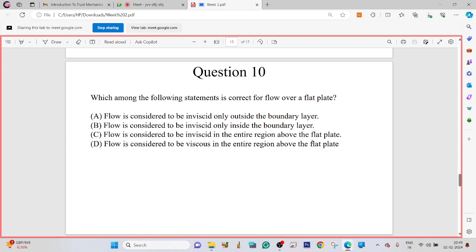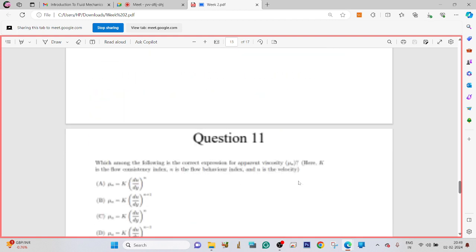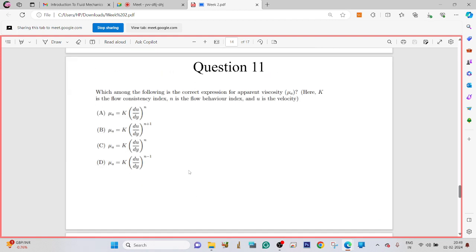Inviscid means not viscous, that means the viscosity doesn't change. So viscosity is there, but it does not change with the strain, right? That will be outside the boundary layer. So it will be option A. Let's go to the next question. So these were very simple.